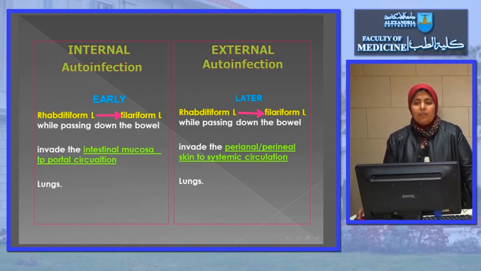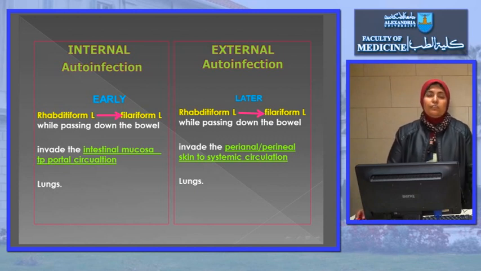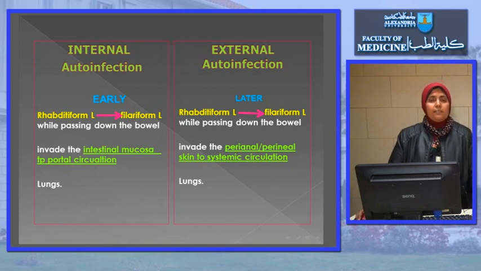But if the rhabditiform larvae changes into the filariform larvae down in the rectum or something, this filariform larvae will invade the perianal or the perineal skin, and it will pass to the systemic circulation to the lungs. The fate in both cases is the same. In both cases, internal autoinfection or external autoinfection, the filariform larvae will reach the circulation to the lungs, and it will continue its life cycle.